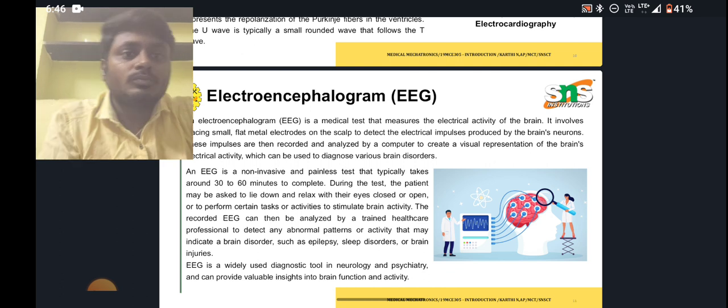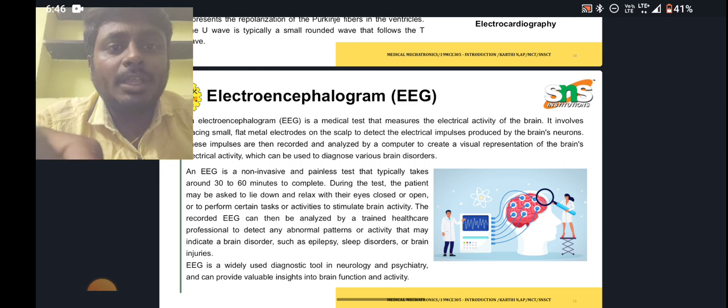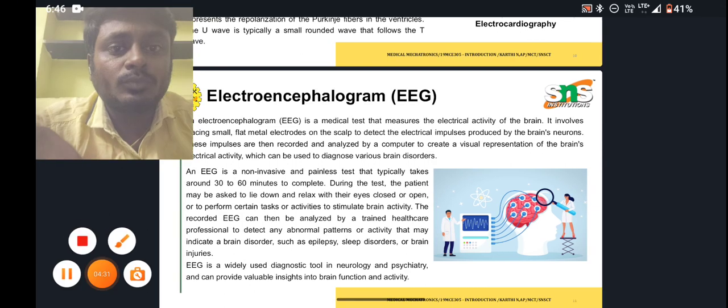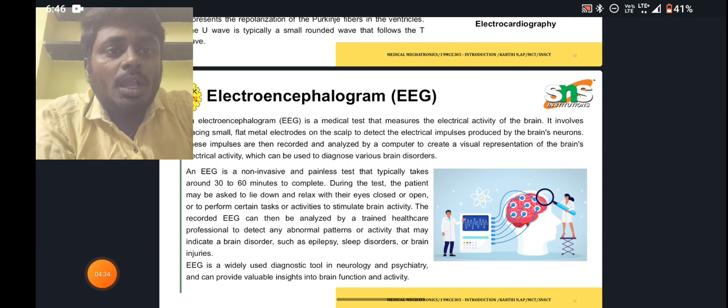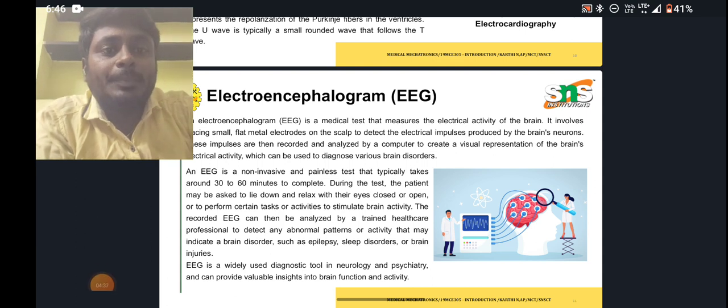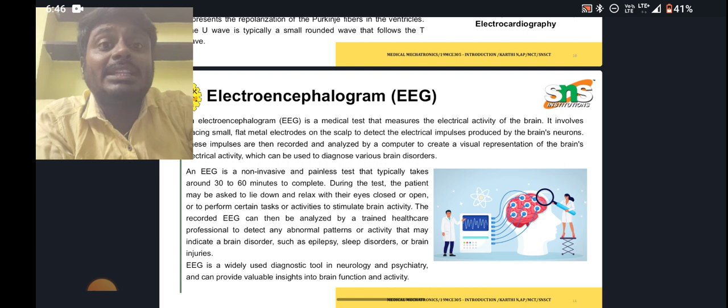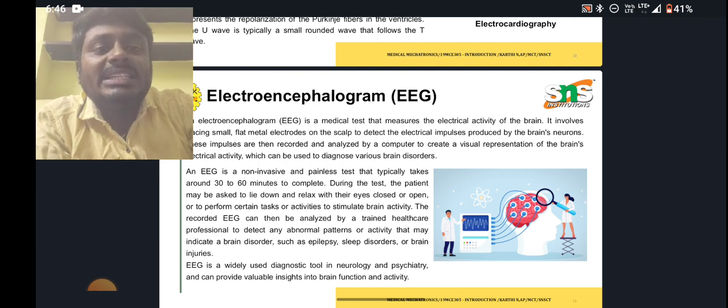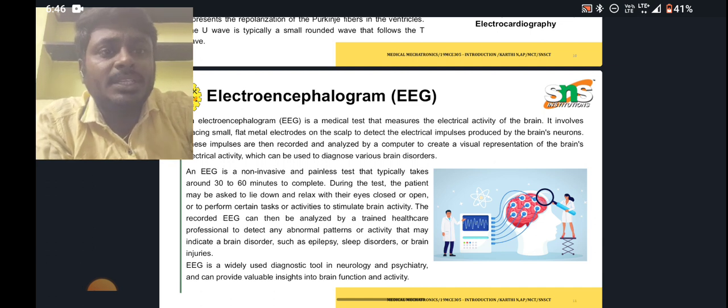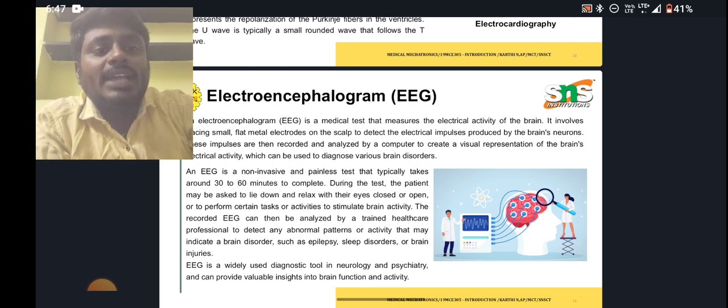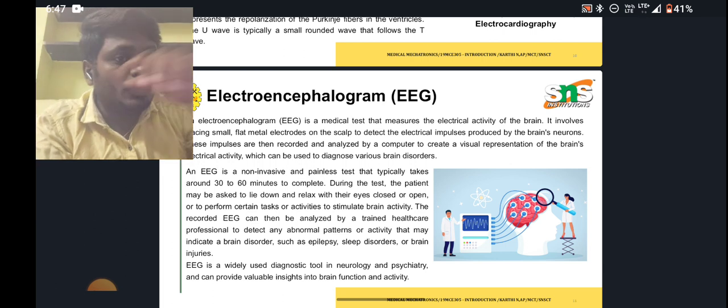During the test, the patient may be asked to lie down and relax with eyes closed or open, or to perform certain tasks or activities to stimulate the brain activity. The recorded EEG can then be analyzed by a trained healthcare professional to detect any abnormal patterns or activity that may indicate a brain disorder, such as epilepsy, sleeping disorders, or brain injuries. EEG is a widely used diagnostic tool in neurology and psychiatry and can provide valuable insights into brain function and activity.